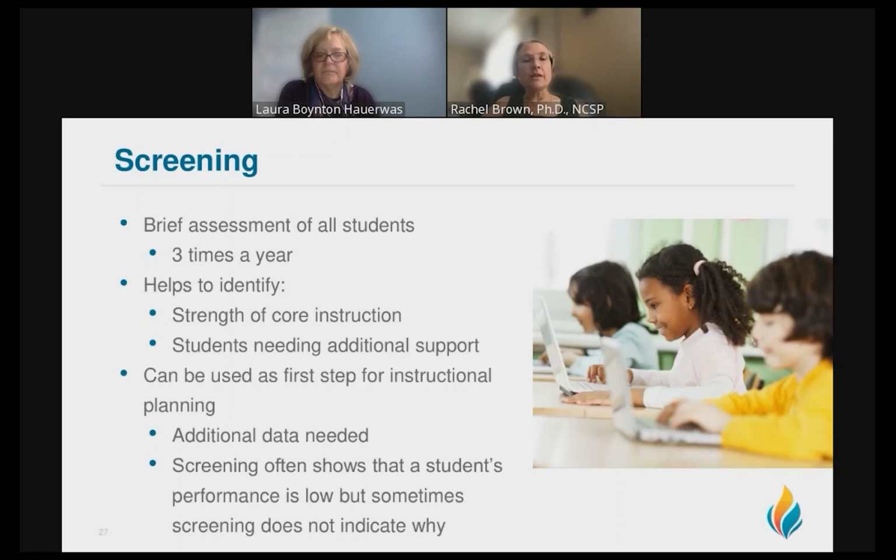Importantly, screening data are not sufficient on their own in order to make all conclusions about a student or to identify dyslexia. But they are a very helpful first step. Then teachers can move on to gather some additional data and figure out the why of a student's difficulty. I often will say that screening data will tell us that students are struggling, but not necessarily the why of their struggles.